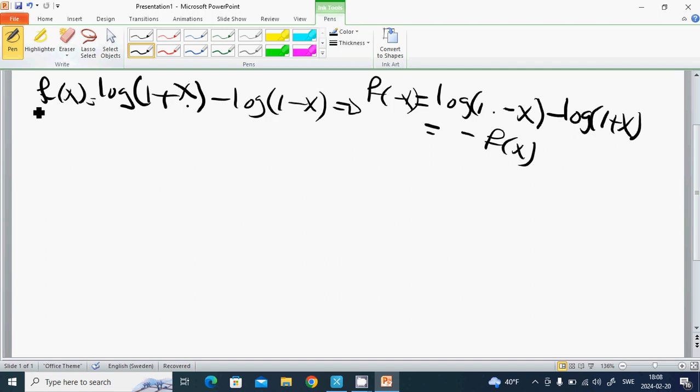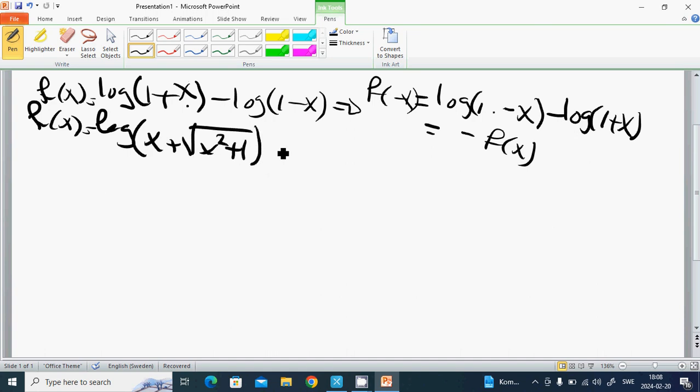The last example is f of x equals log of (x plus square root of x squared plus 1). This part is positive, and this part must be greater than 0, and this one is greater than this one, and Df is R.